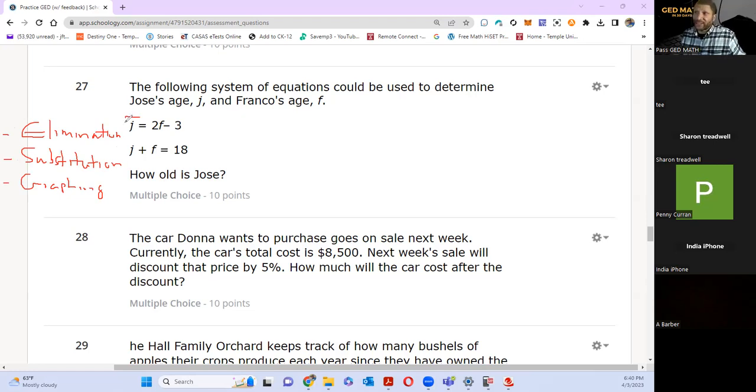Why? Because it's already telling me what J is. It's saying J is 2F minus 3. So I'm going to plug that in and replace J in this second equation. In the second equation, instead of J, I'm going to have 2F minus 3 plus F equals 18. So I substituted J. I replaced J with 2F minus 3. Everybody understand that? Now I'm going to combine my like terms. 2F and F make 3F, minus 3 equals 18.